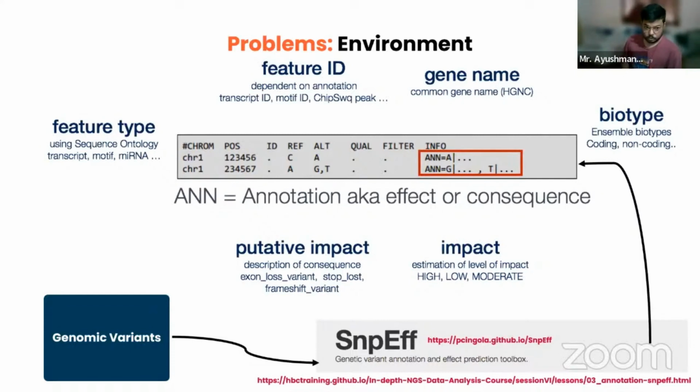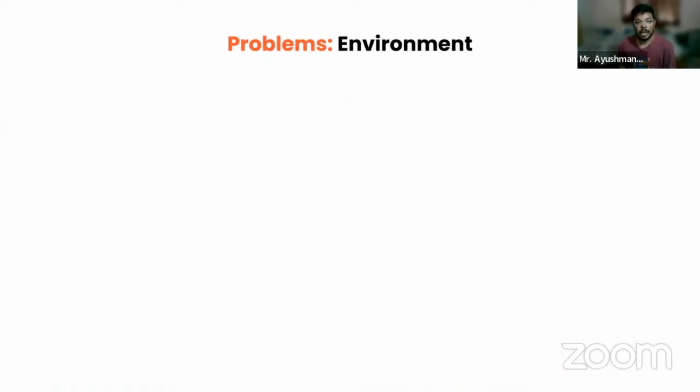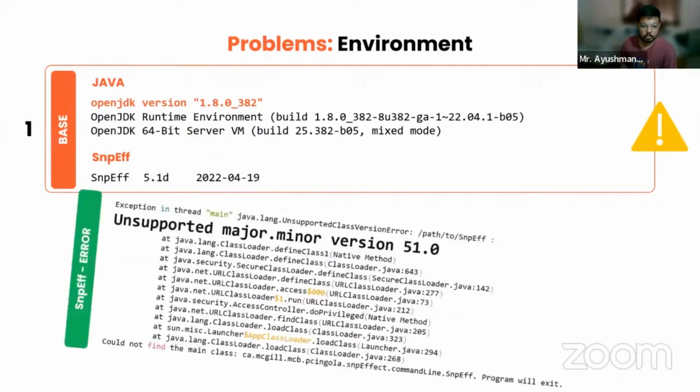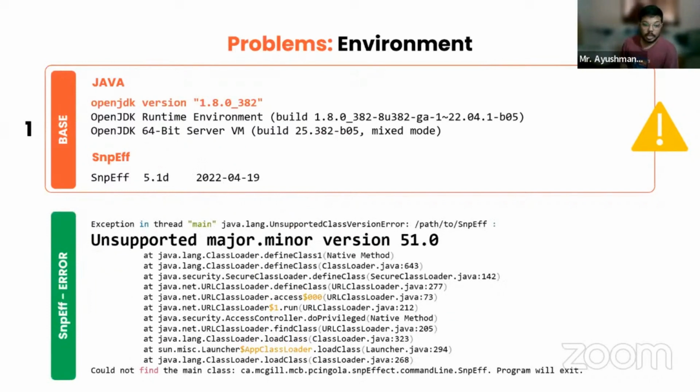Now, why am I talking about this tool? Because, like I said, when I was working with my data, I wanted to use this tool. The system I was working with had Java version 8 installed. Now, SnpEff is software written in Java, so it requires a Java runtime environment. And I had Java 8 on my system, but the latest version of the tool was not supporting it. It got installed, but it never ran. It kept giving me an error, and I had no idea what the error meant.